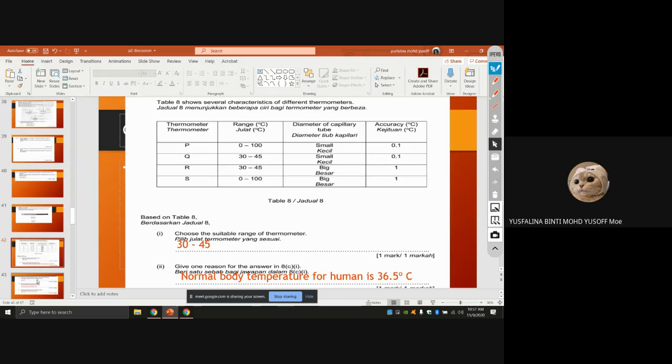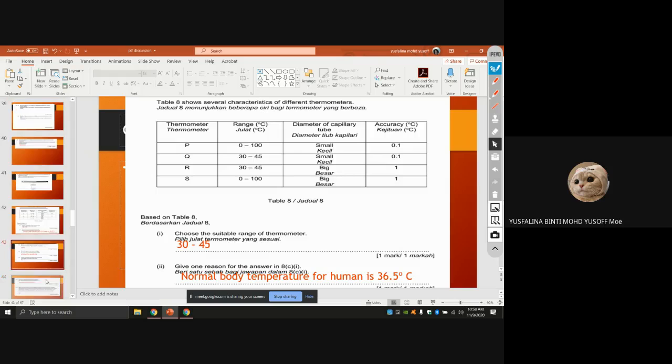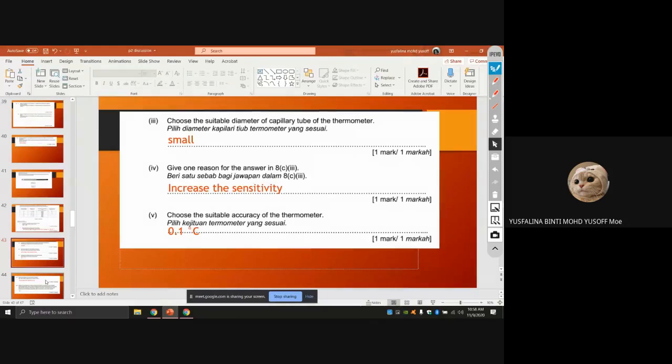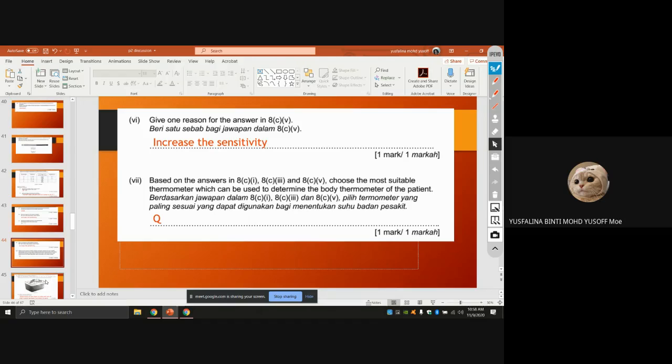Alright, and the next one is the diameter of the capillary tube should be small. This is to increase the sensitivity, meaning it is easy for the mercury to expand and rise up. And then the next one is to choose the suitable accuracy for the thermometer. So it should be 0.1. So the answer is the same: increase the sensitivity. Then the last one, we have to choose.